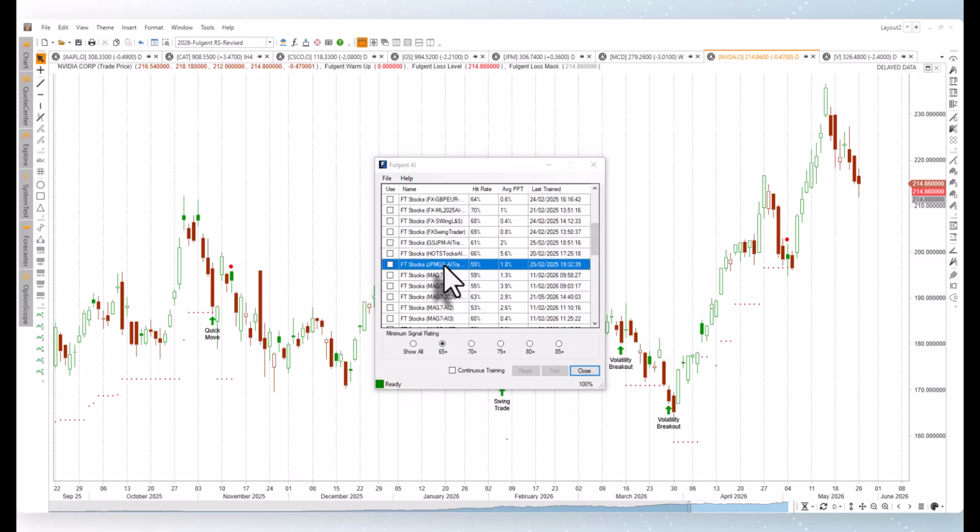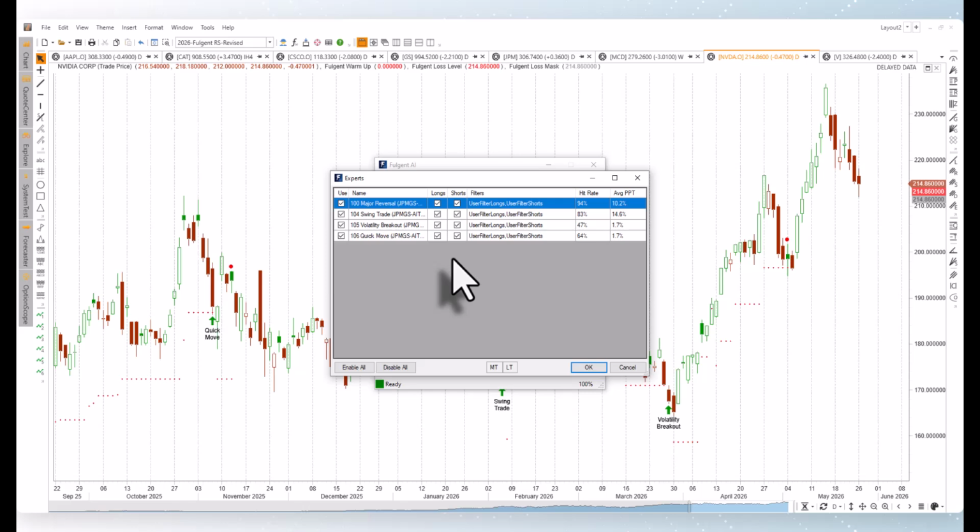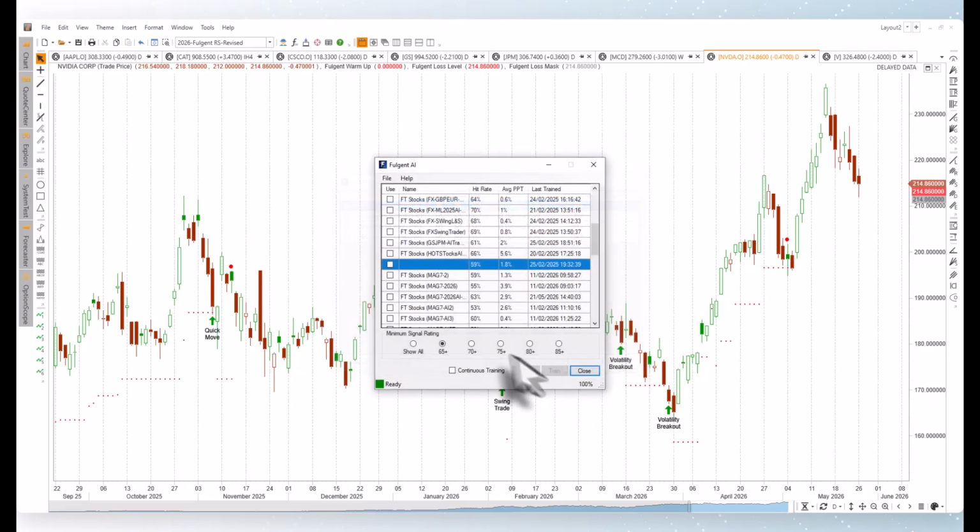That AI is uniquely trained for Goldman Sachs and JP Morgan, and in this case you can see the major reversal swing trade one works really well, but the volatility breakout one is not so good. But the quick move one works really well. So I've got something that's 94% accurate and 83% accurate for JP Morgan and Goldman Sachs. So that's a unique AI.